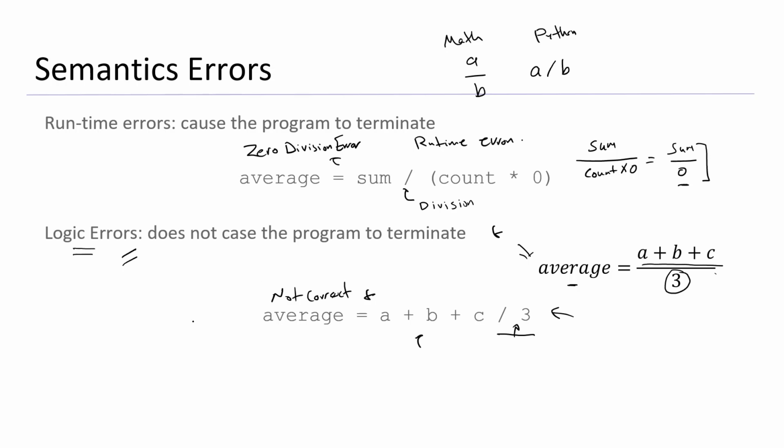Now, the only way to deal with logic errors, or the only way to discover logic errors in your program, is to do what we call testing. So you have to spend a lot of time testing your code in order to verify whether it produces the correct results or not. And we'll talk about testing in more detail sometime around week 3 or week 4 of this course.